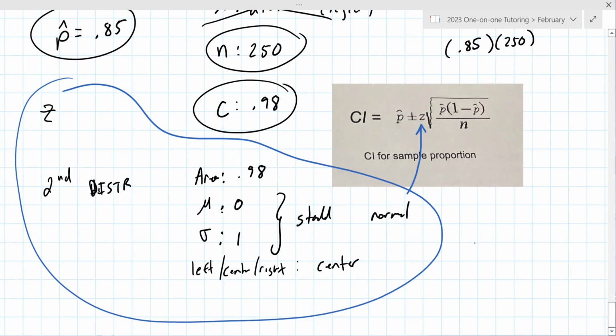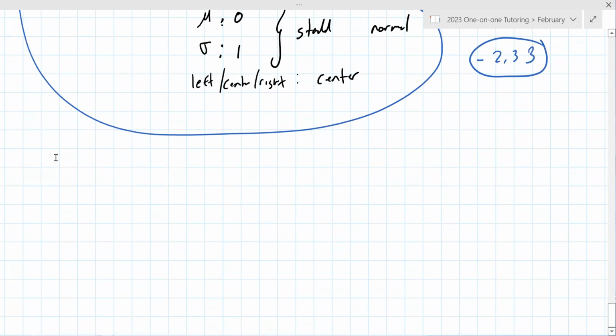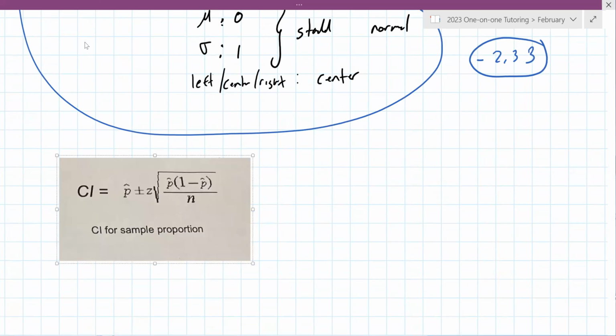I got -2.326347877. Yeah. Good. So everything we just did was to find the Z value. Because if you look at this formula, you need the P hat, which you have, the Z value, which you now have, the N, which you now have. Okay. All right. So now what I would do before I went to the calculator to write this in is I would just substitute those values here.